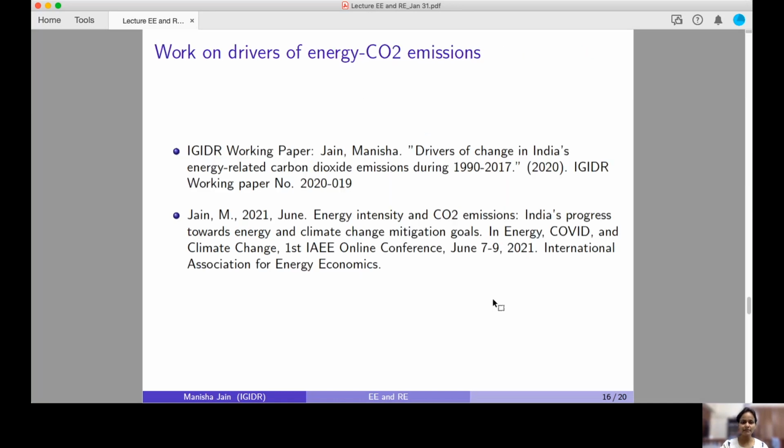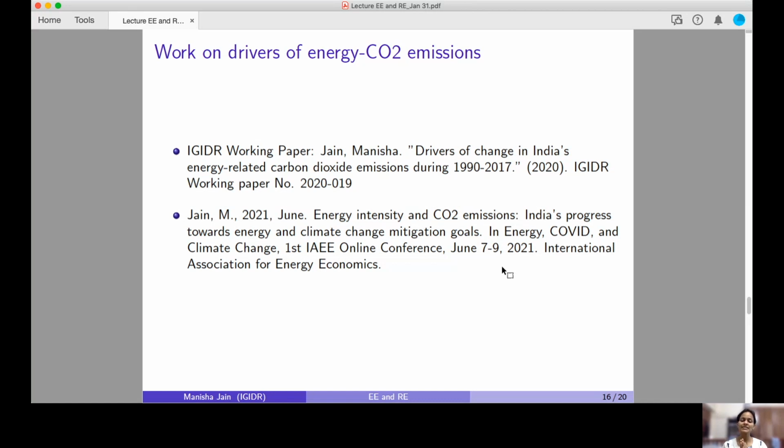So what I did in my work in these two papers is I used log mean Divisia index, and in the first paper I did it on the primary energy supply, and I decomposed it into the Kaya factors. And in the second paper, in the second conference paper, what I did was, this is work still in progress.